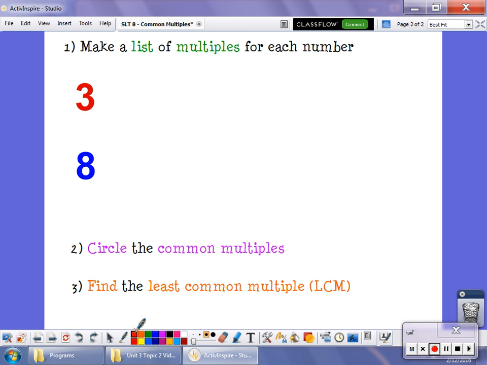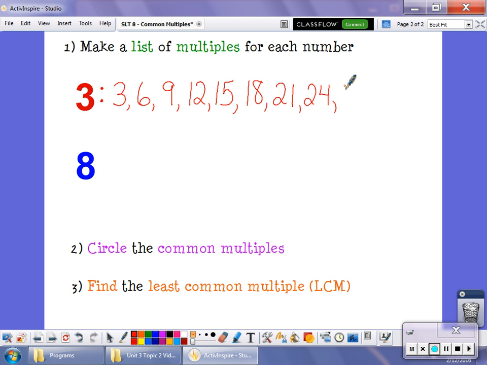Now to find the least common multiple, we're going to start off the same way by listing our multiples. And so here we'll go. 3 times 1 is 3. 3 times 2 is 6. 3 times 3 is 9. 3 times 4 is 12. 3 times 5, 15. 3 times 6 is 18. 3 times 7 is 21. 3 times 8 is 24. 3 times 9 is 27. 3 times 10 is 30.